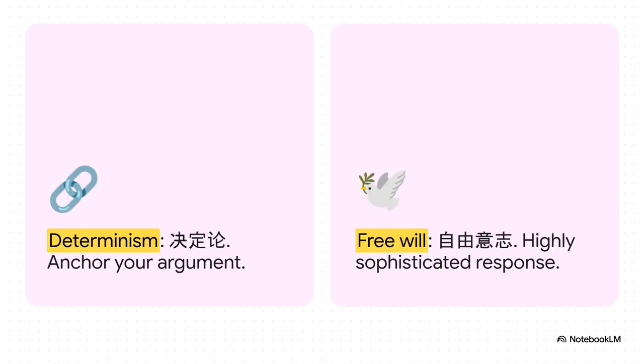Let's get a little philosophical. Determinism, 决定论. Mention this when arguing that a person's socioeconomic background heavily dictates their future success. Free will, 自由意志. Contrast it with determinism to emphasize personal choice, agency, and responsibility. Anchoring your argument with these philosophical concepts can quite literally elevate a mundane discussion about career paths or societal outcomes into a highly sophisticated speaking response.